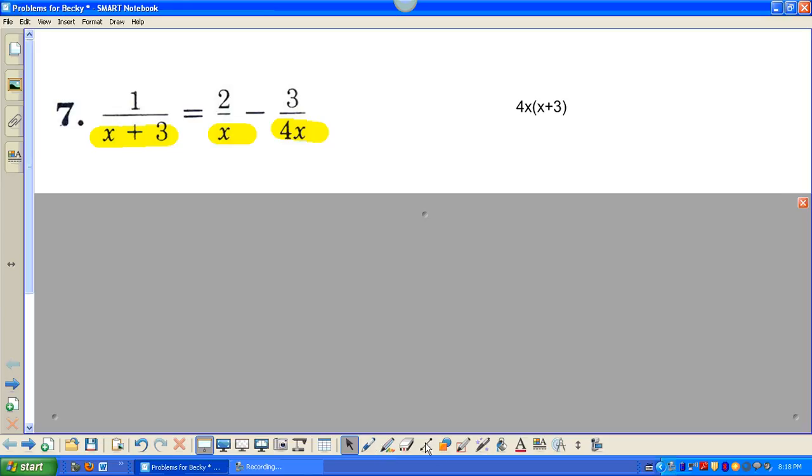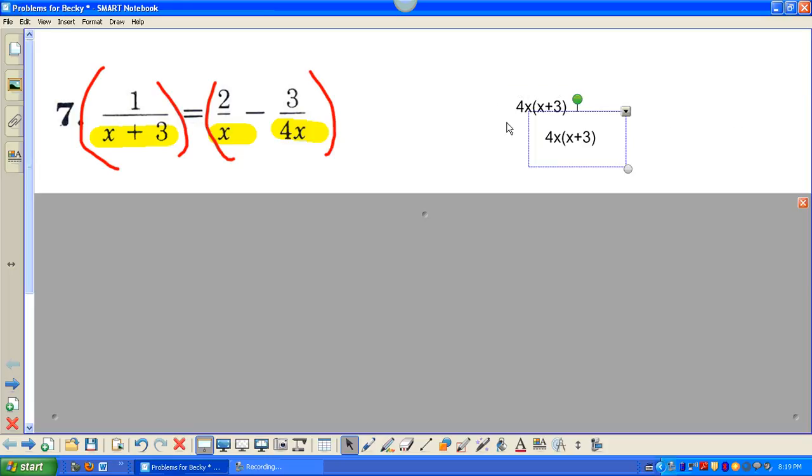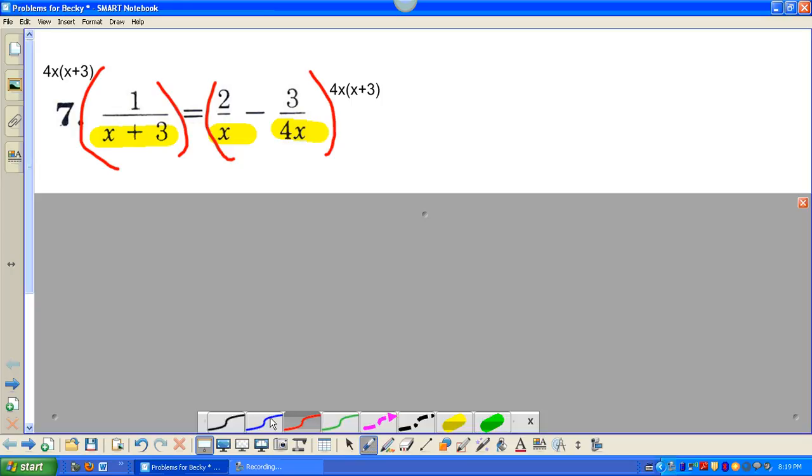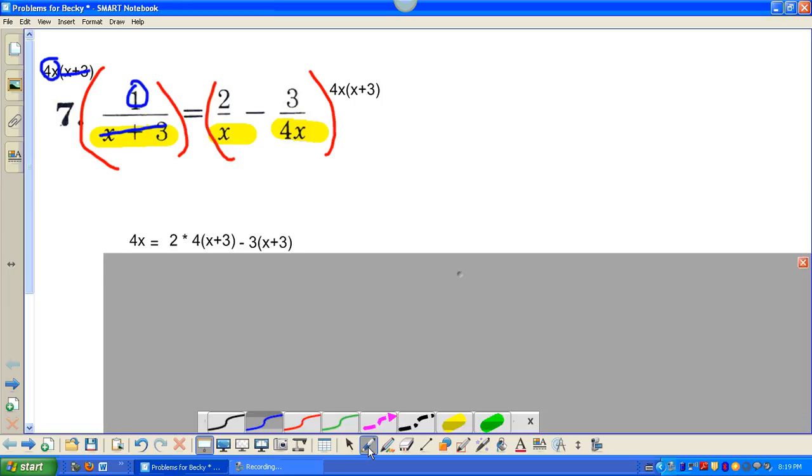Because it's an equation, we can multiply both sides by whatever we want. So why don't we multiply both sides by this least common denominator? I'm going to multiply 4x times x plus 3 on the left side of the equation, and on the right side of the equation. On the left side, hopefully it's pretty easy to note that x plus 3 is going to be your common factor. So what you're left with is 4x times 1, which is going to yield me a 4x. So it's going to yield me this part of my work.